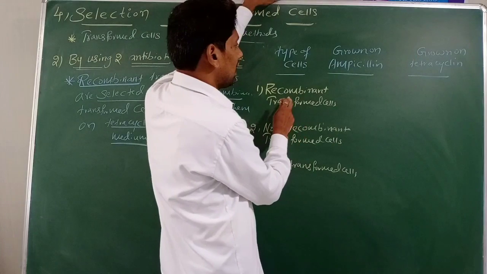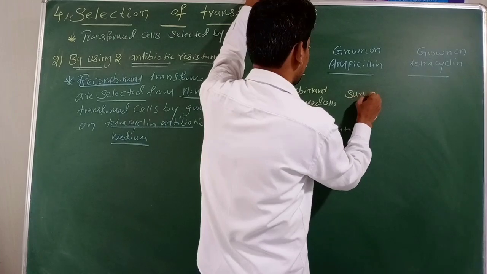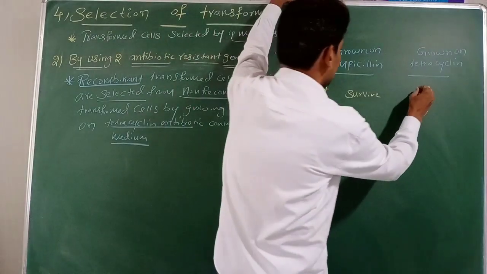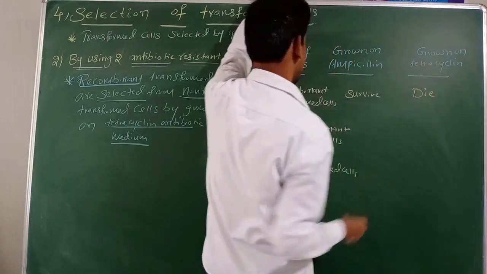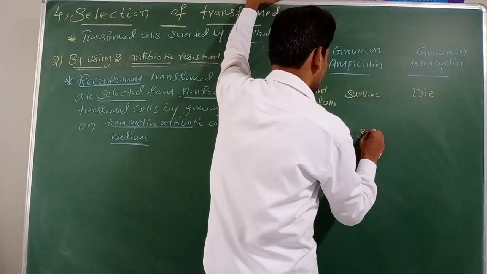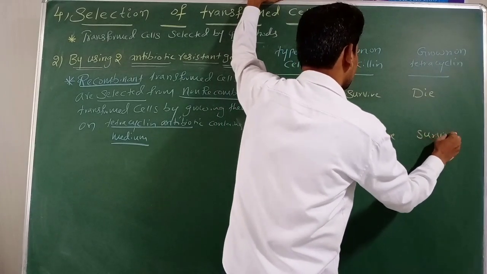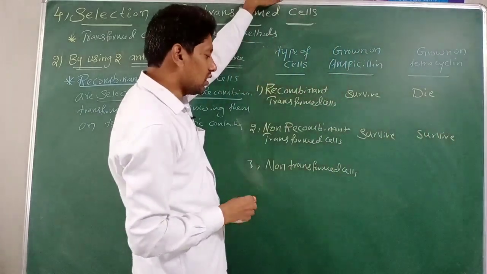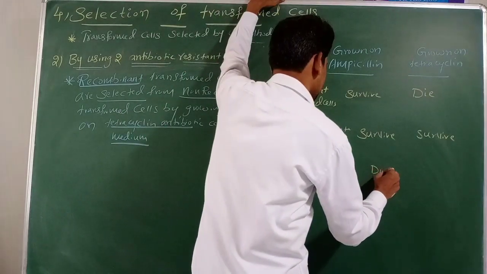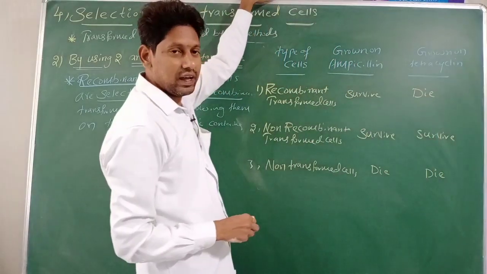The recombinant transformed cell has the ampicillin antibiotic resistant gene, therefore it survives when grown on ampicillin, but cannot survive when grown on tetracycline because, being recombinant, it loses tetracycline resistance, right? The non-recombinant transformed cell has both ampicillin and tetracycline resistance, so what is it going to do, sir? Survive. Sir, the non-transformed cell has neither ampicillin nor tetracycline resistance, therefore it dies. Are these statements okay? Clear?